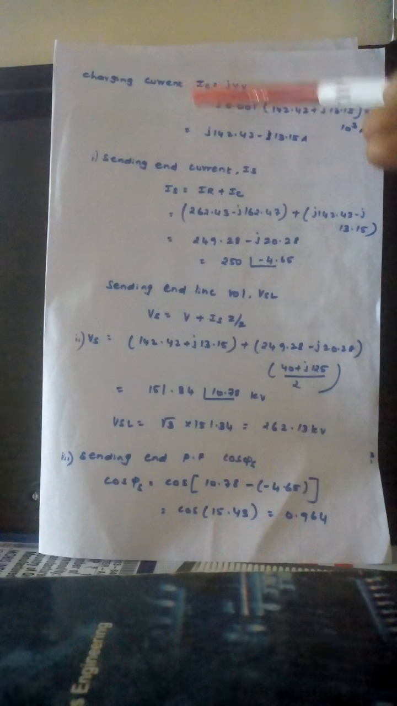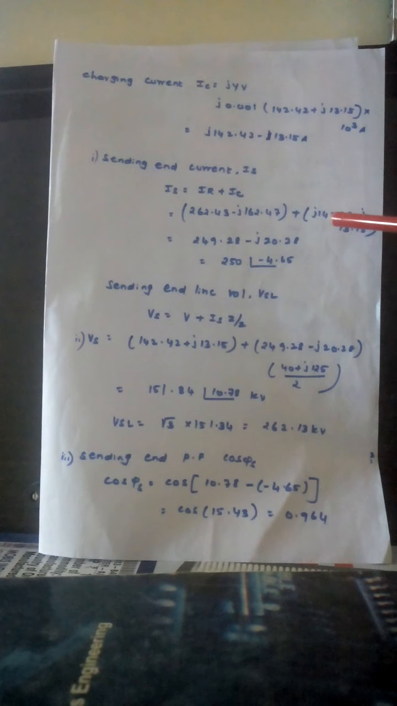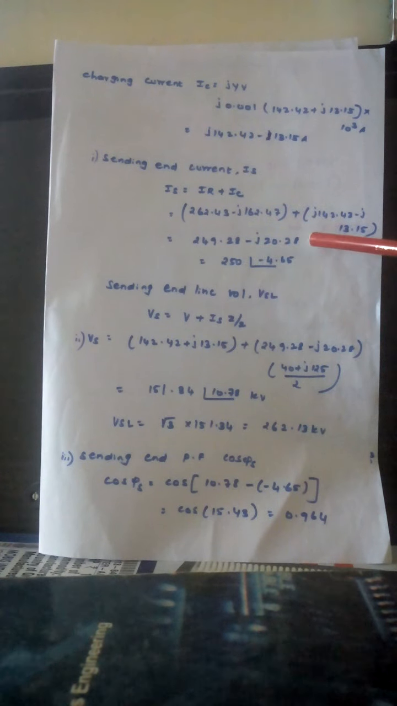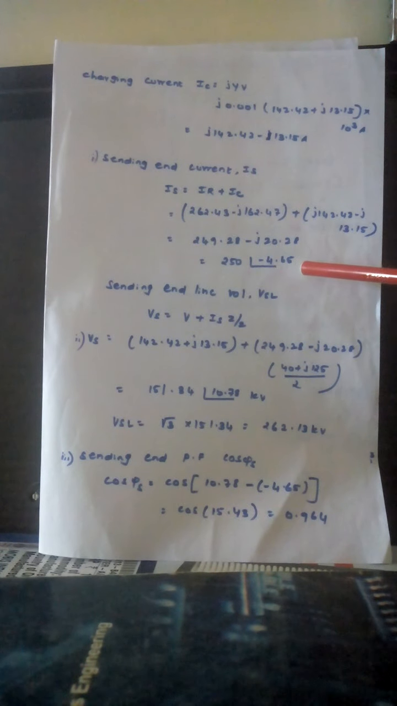Next we have to find out the sending end current. So IS will be equal to IR plus IC, correct? IR value we know, IC value also we know. So we are getting 249.28 minus j20.28 in rectangular form, and in polar form it is 250 at an angle of minus 4.65.